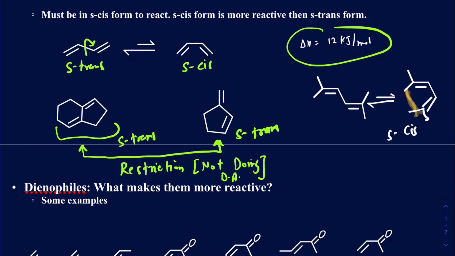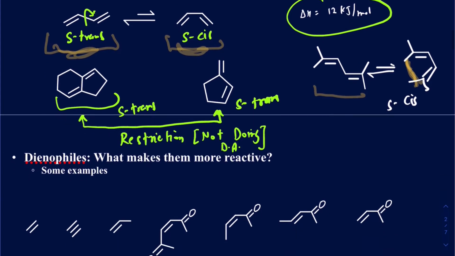So this particular compound is going to be less reactive than the first one that we have here, the 1,3-butadiene, because the energy cost to convert this particular guy into an S-cis form is going to be a lot higher than the energy cost to convert this S-trans form of 1,3-butadiene into the S-cis form of 1,3-butadiene. So based on that, you can actually tell which ones are going to be more reactive and which one's going to be less reactive. So remember, some of them will have restrictions where you can't really convert them into the S-cis form. As a result, they're not going to be reactive toward Diels-Alder reactions.